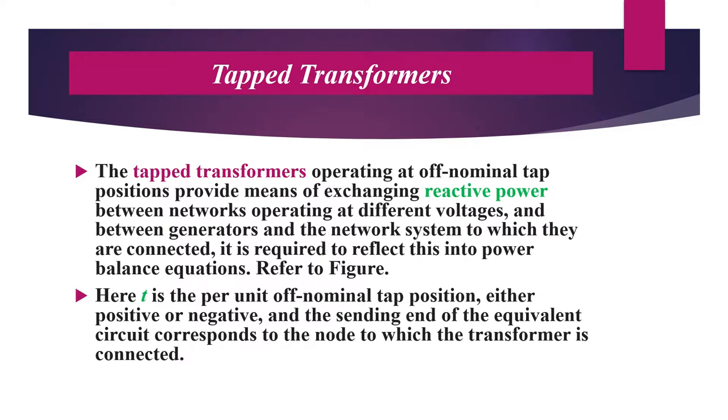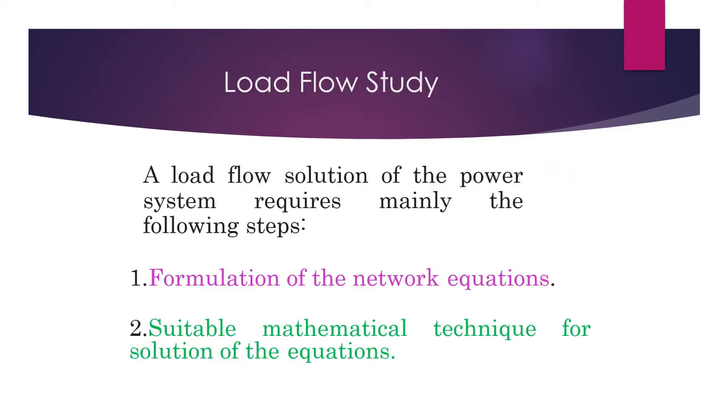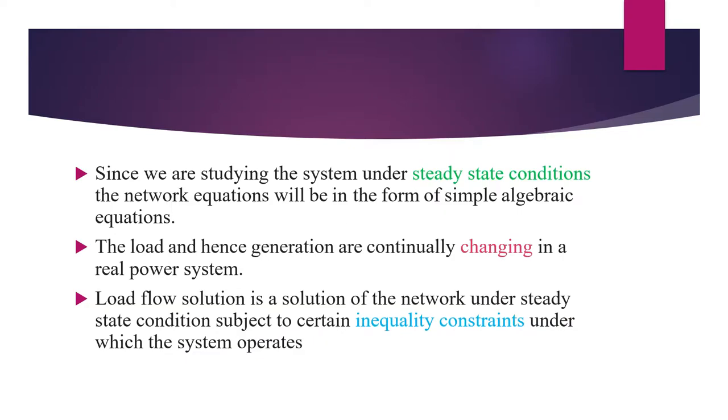So we have seen that these equations are simple algebraic equations. In a real-time system, the load and the generation are continuously changing, but we are assuming here that loads and the generation are fixed at a particular value over a suitable period of time. For example, it can be 1 hour, half an hour, or 2 hours and so on. And then the load flow solution, we have seen, is a solution of the network under steady state conditions subject to certain inequality constraints under which the system operates.